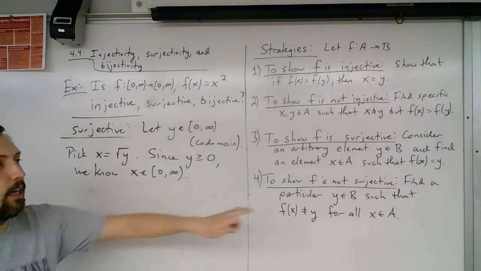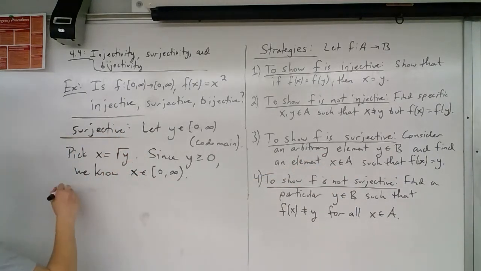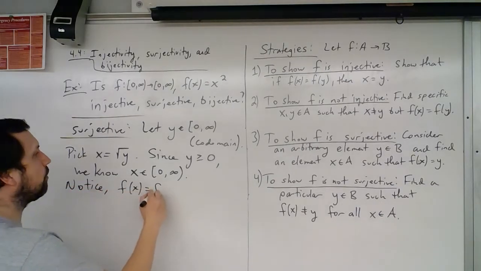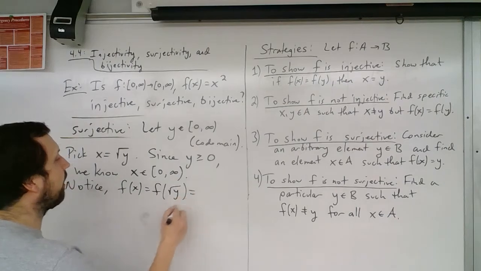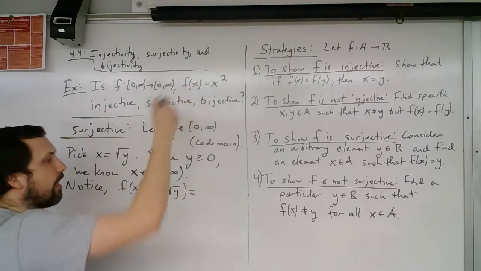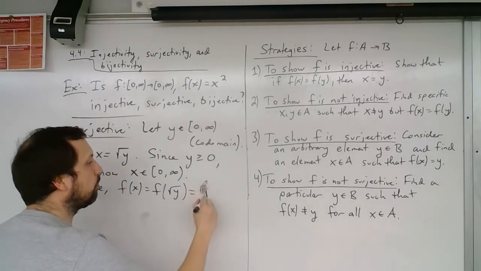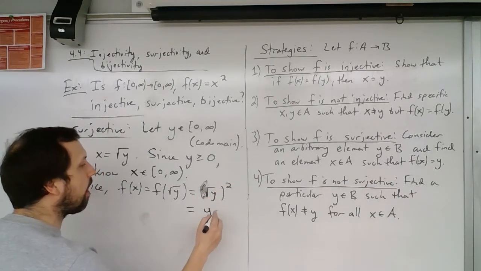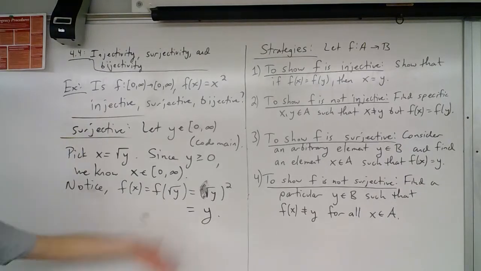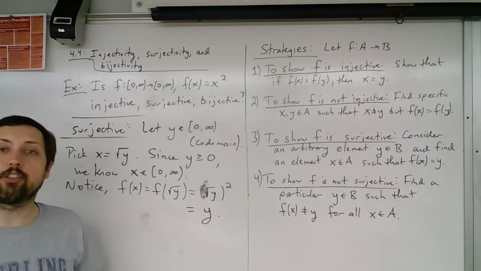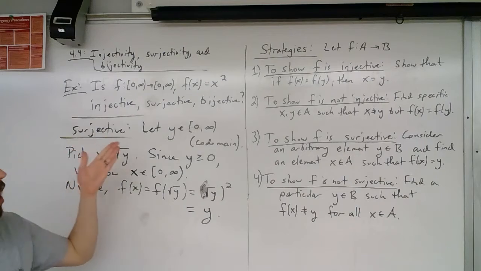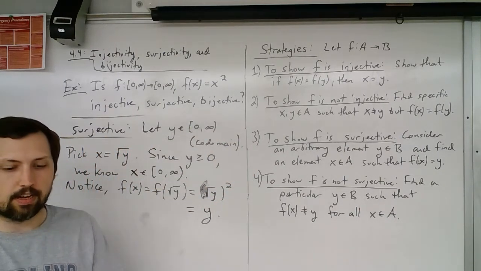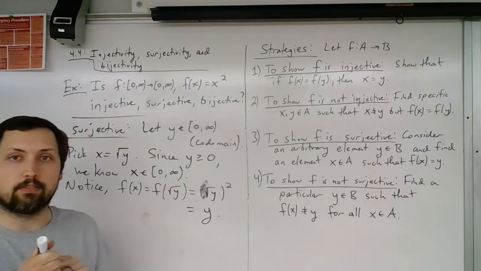Now we verify the second part, that f of x is equal to y. Notice that f of x is equal to f of the square root of y. Since x was the square root of y, we plug that in and have the square root of y, quantity squared, which we know is equal to y. And so this is how we know that this is a surjective function. We have just done one of these quantified proofs, and it verifies the definition of surjective.